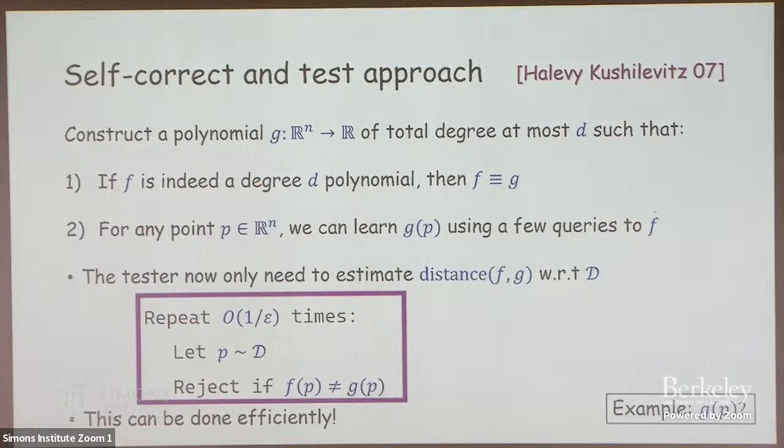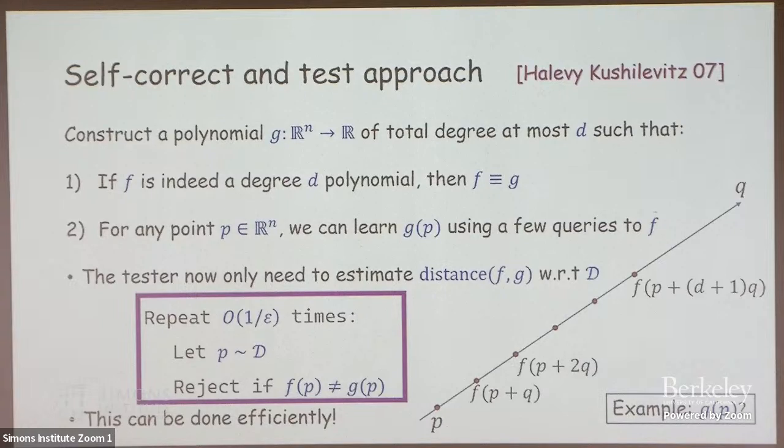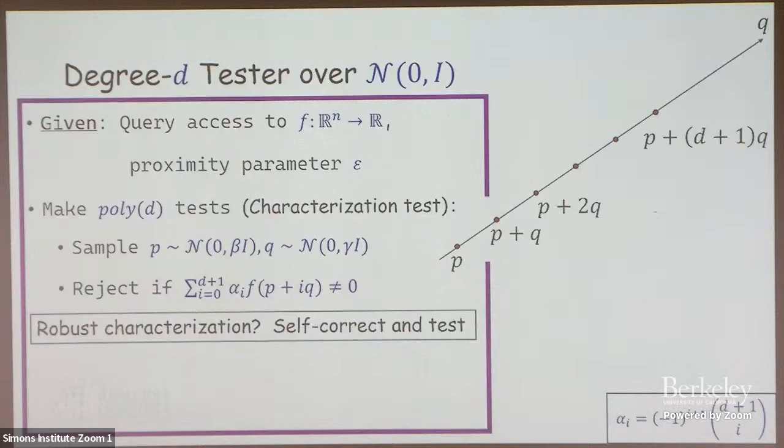So for example, for a self-correcting function, if we want to calculate g of p, we can take the point p, look in some random direction q, take the points f of p plus t q, all of these d plus 1 points, interpolate a degree d polynomial, and evaluate it at the point p. So we get g of p.